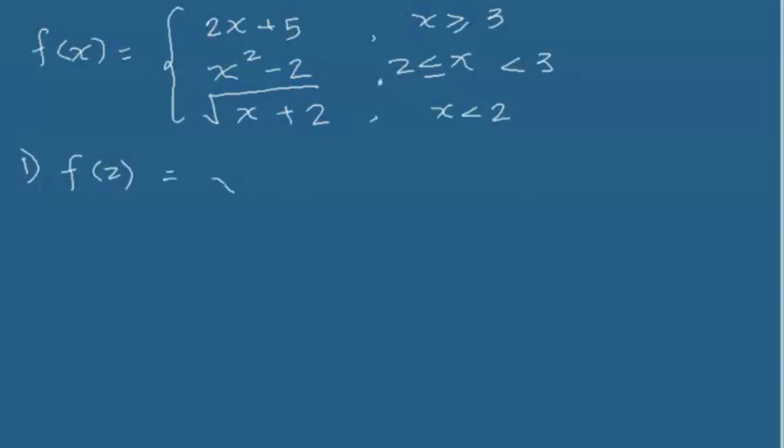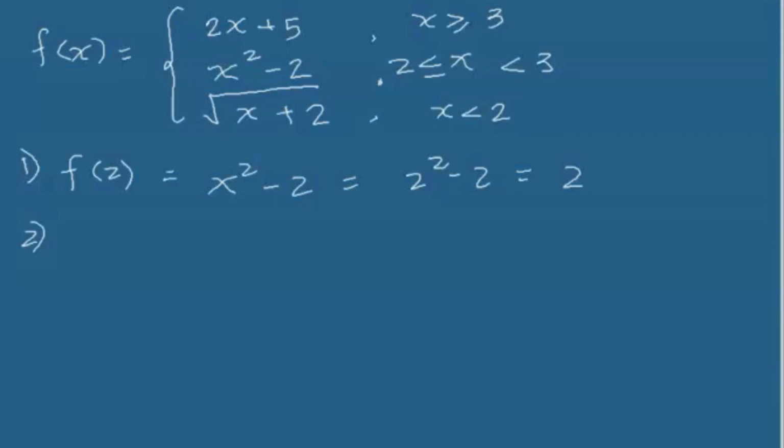Okay, so x squared minus 2. By substitution, 2 squared minus 2 is equal to 2. The second step is to identify whether the limit of f of 2 exists.